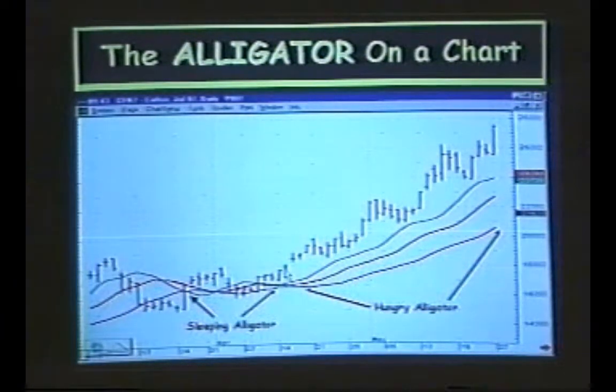So anytime the price is above the alligator's mouth, you want to be very aggressive in going long, but you want to be very cautious in going short, because if you went short up here, in effect, you're feeding the alligator your money. So you don't want to do that. So this is the way that it looks on a price chart itself.